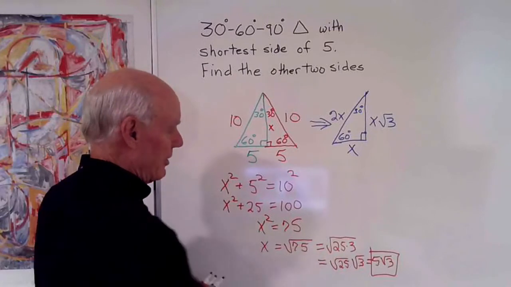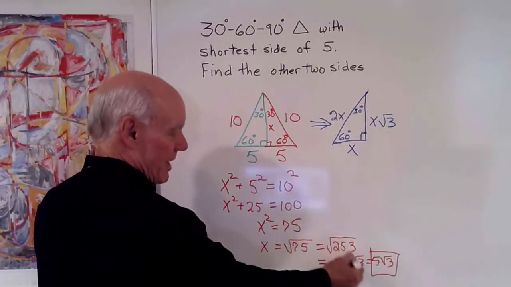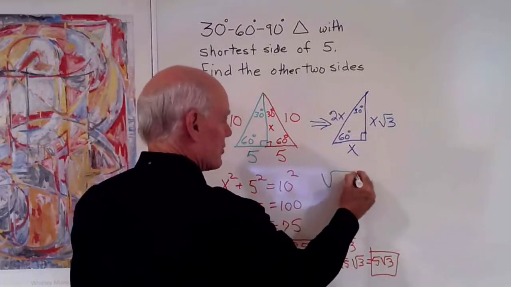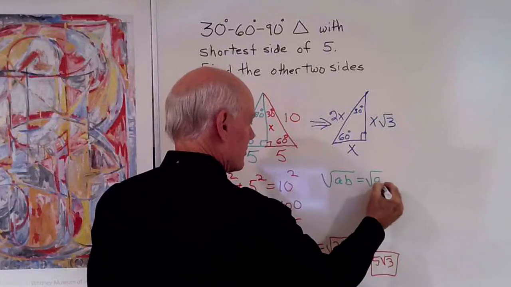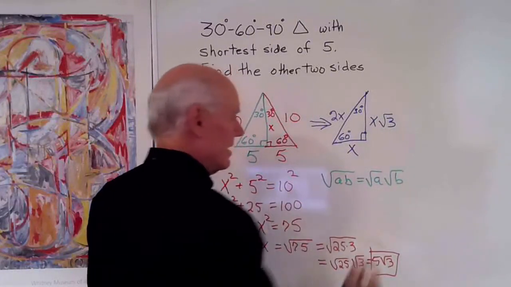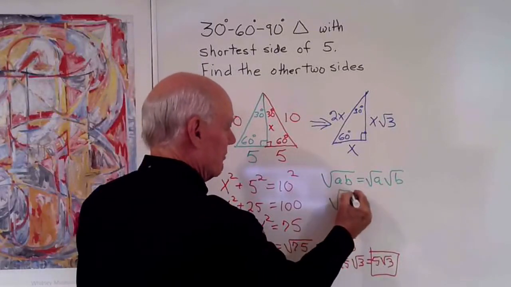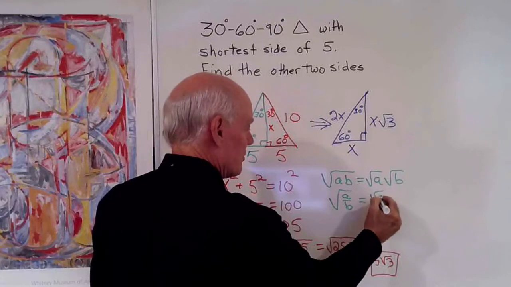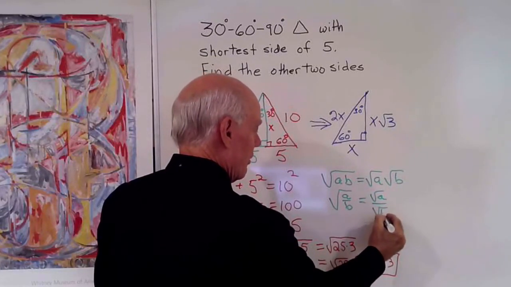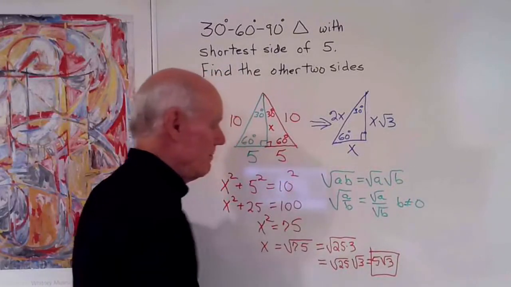Let me go back down here to this and just remind you that as far as radicals go, if you have the square root of a times b, you can always write that as square root a times square root b. That's one of our properties of radicals. Same thing happens with division. Square root of a over b will always be the square root of a over the square root of b, as long as b is not 0.